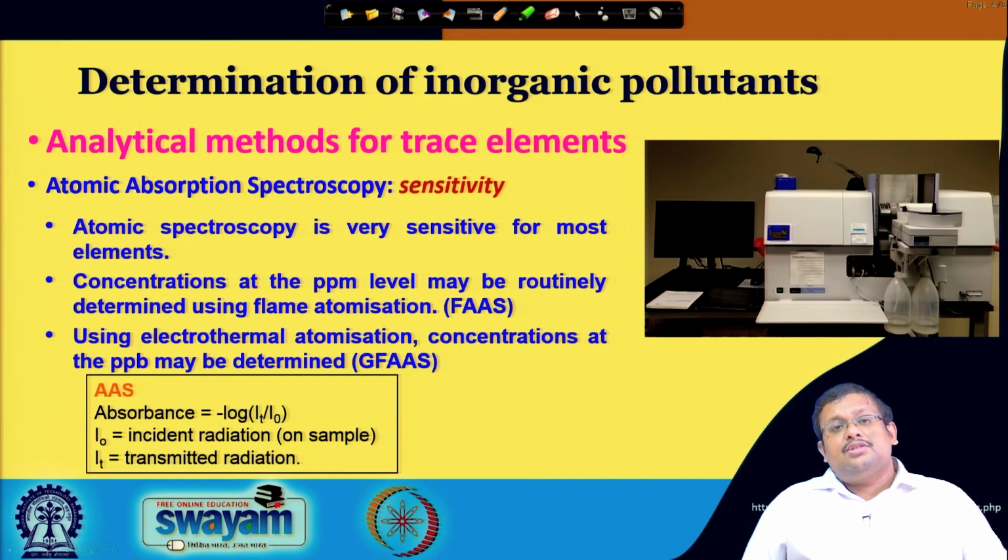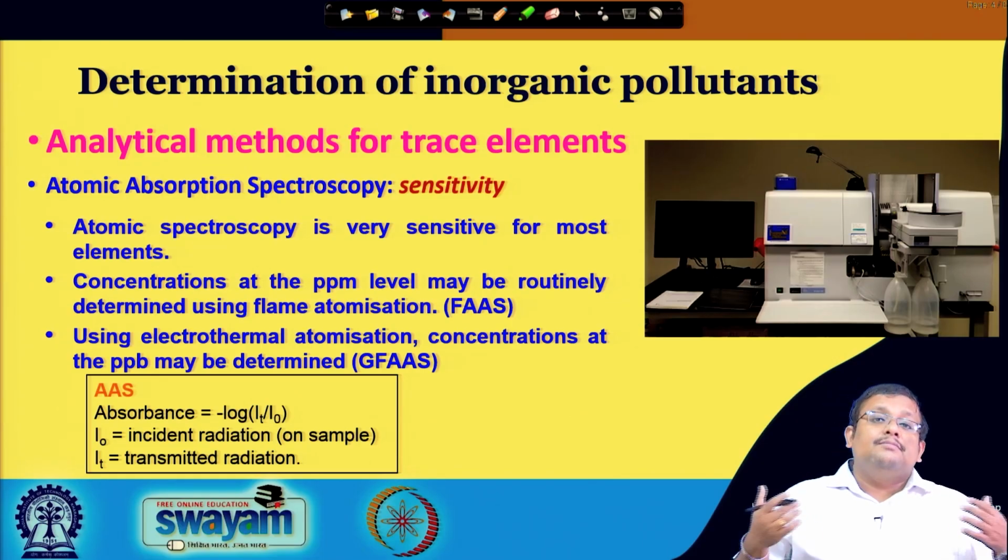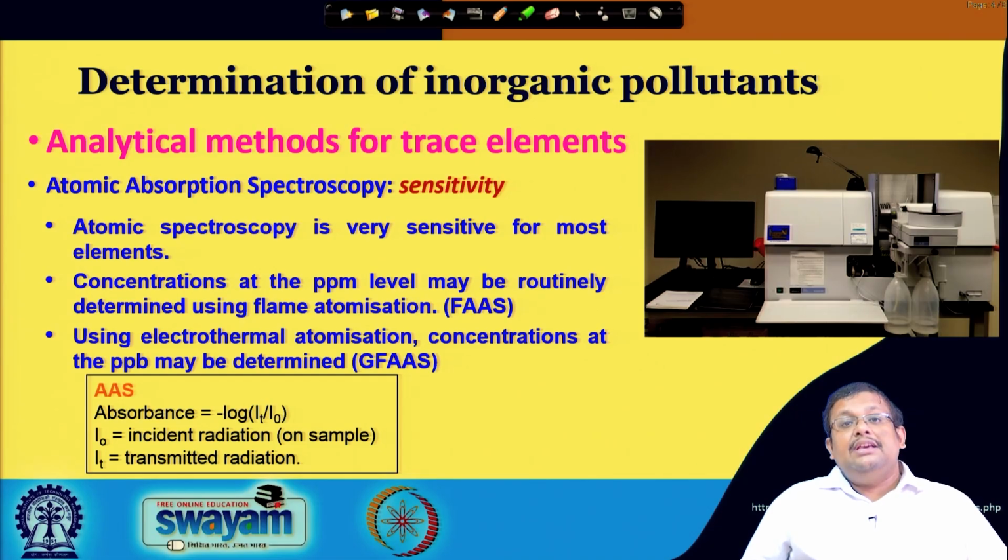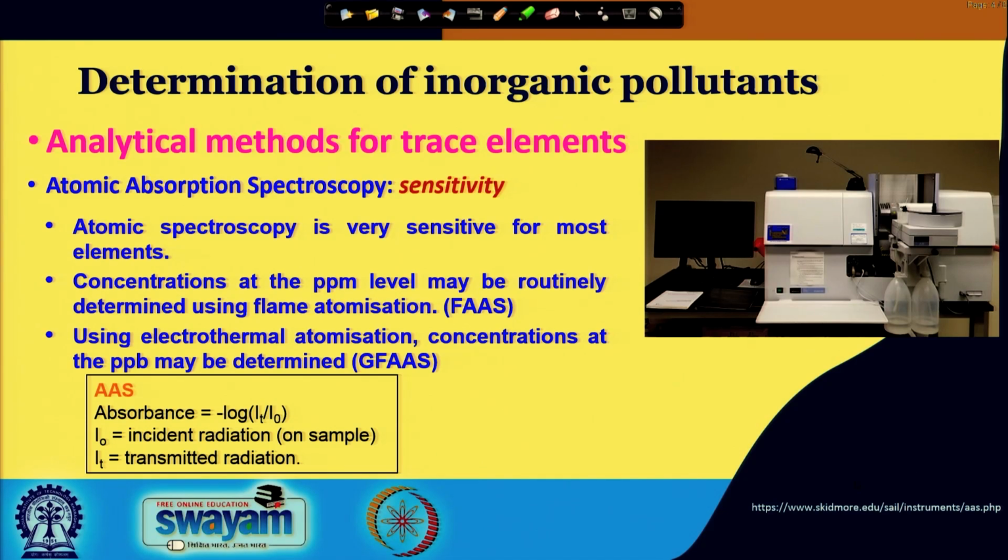Now, regarding the sensitivity of atomic absorption spectroscopy, remember that it is very sensitive for most elements. Concentrations at the ppm level may be routinely determined using flame atomization, which we call FAAS, flame atomic absorption spectroscopy. Another way is using electrothermal atomization, for concentrations at the ppb level. Depending on the level of detection we want, if we are interested in the ppm level, then flame atomic absorption spectroscopy is okay. However, if you want to go to the ppb level, then you have to go with electrothermal atomization, which is given by a graphite furnace. That is why this instrument is known as GFAAS, or graphite furnace atomic absorption spectroscopy.